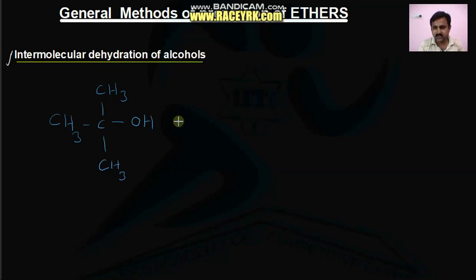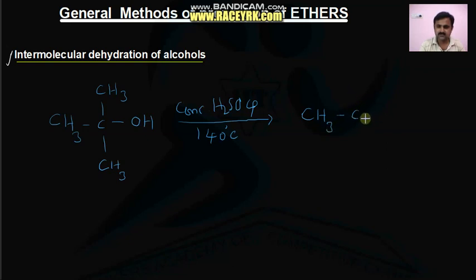And in this tertiary butyl alcohol, when you apply the same condition of concentrated H2SO4 at 140 degrees Celsius, what will happen? Instead of giving the ether, this will undergo an elimination reaction, where water is eliminated from this one, and it produces an alkene, that is CH3, CH3 here, and here it gets a double bond, CH2. So water got eliminated from the reaction.